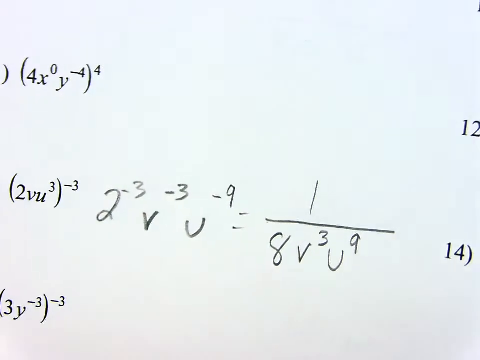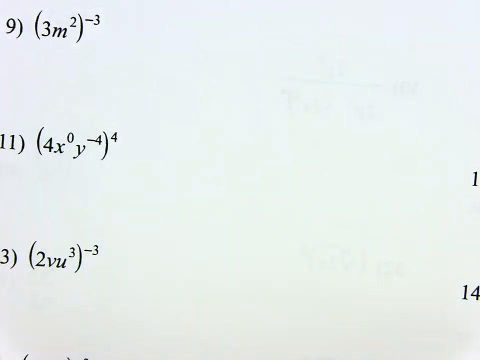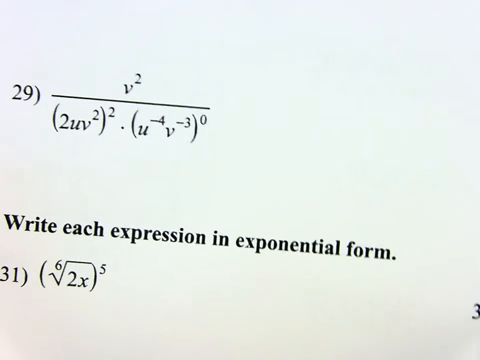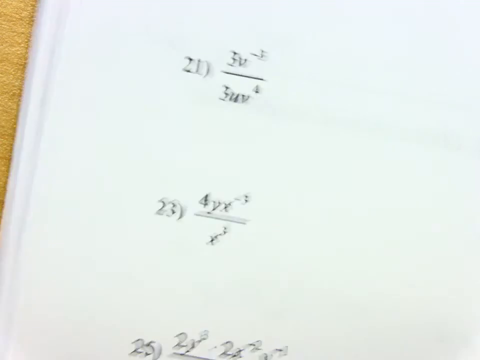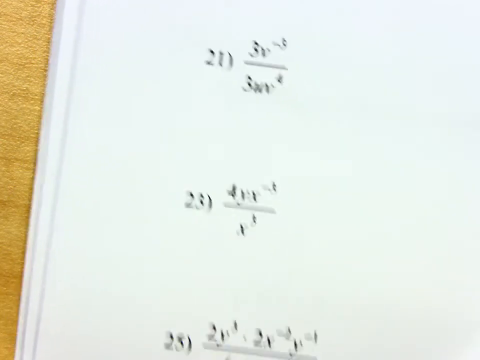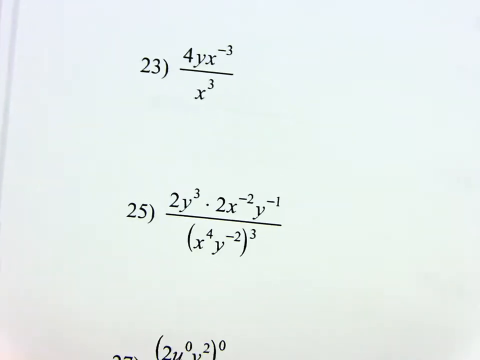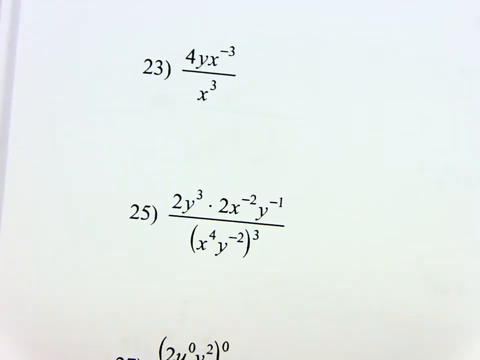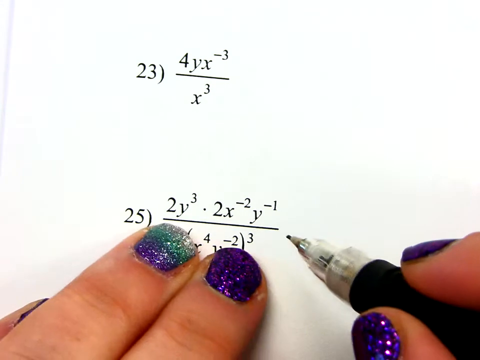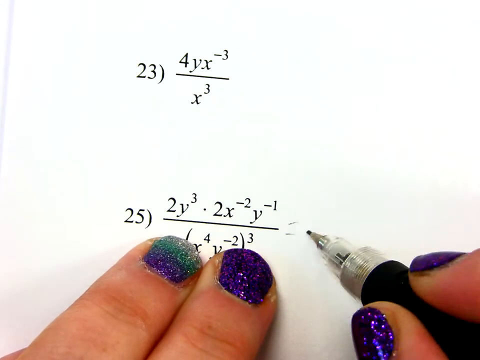Let's just quickly try one on the next page. I know you're probably looking at one like number 25, and you're like, oh my gosh, there's so much going on. There's no way I'm going to get this right. Yes, you are. You just got to go piece by piece. So if I look at 25, let's just focus on the numerator. Don't even look at the denominator yet.